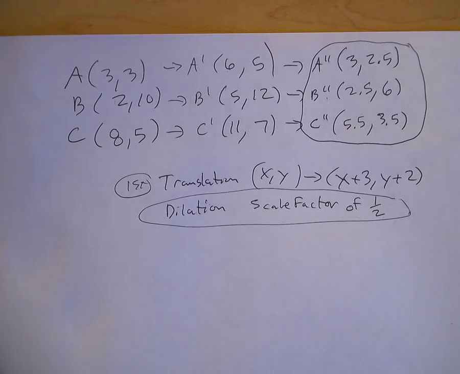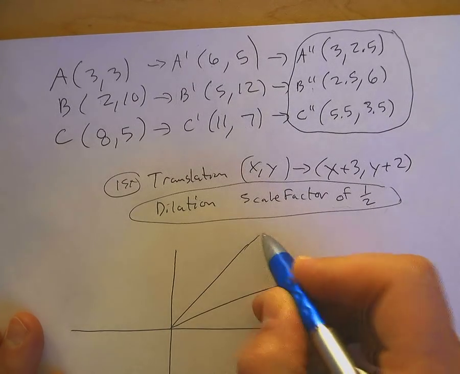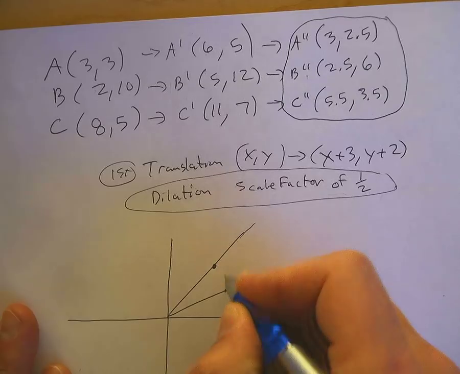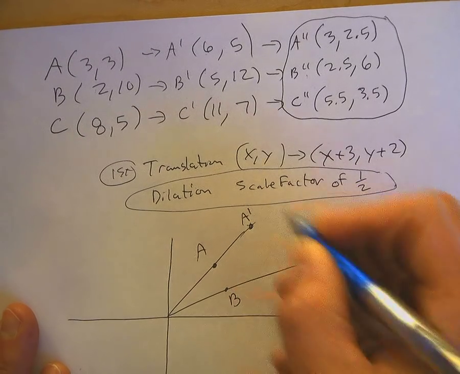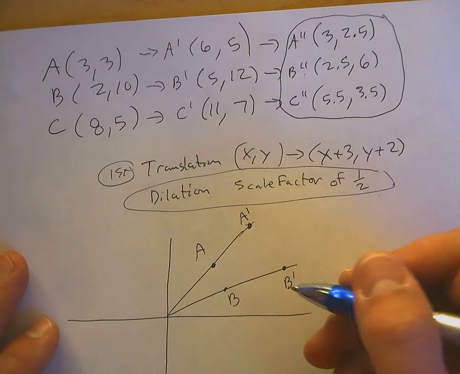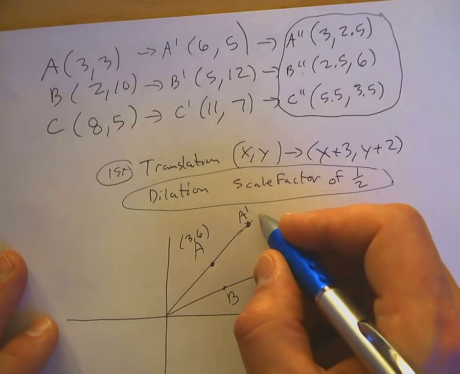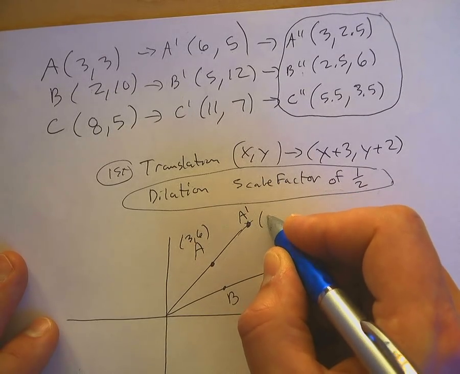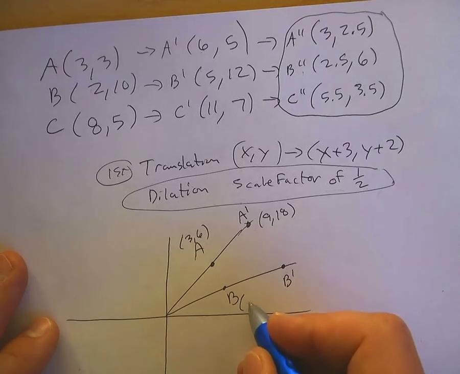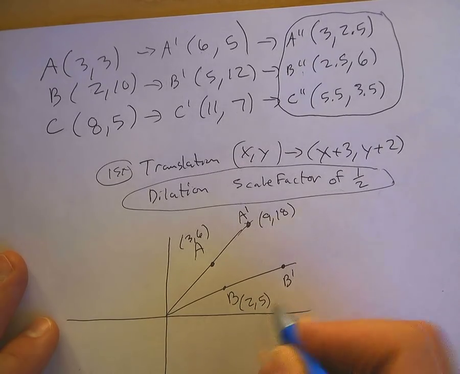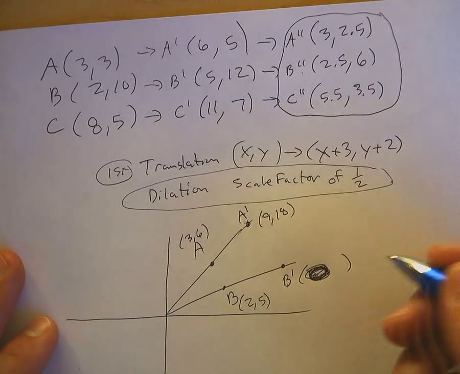Okay, next. If I have a situation like this, where I have a dilation going out from the center, I have A and B. Let's say this is A prime and B prime. And I'm going to have some points here. Let's say I have 3, 6, and 9, 18. And the points here will be 2, 5, and here 6, 15. Or, I'm sorry, let's say we don't know what those are. How do you figure it out?